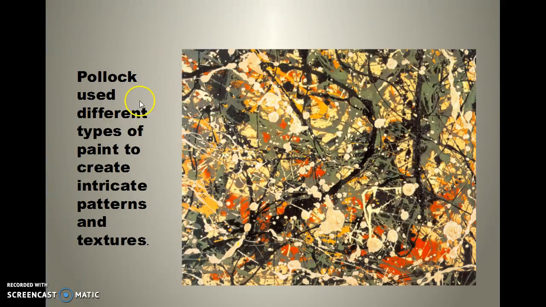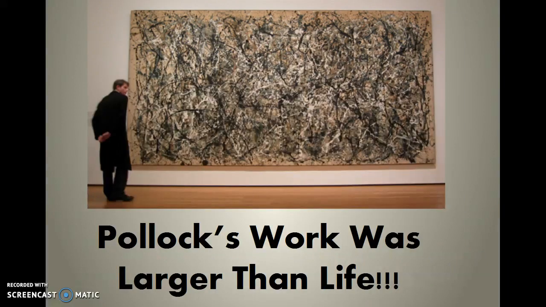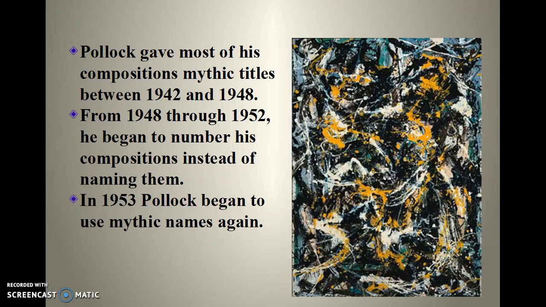He used different types of paint to create intricate patterns and textures. He doesn't use many colors, mostly black, white, and then sometimes other colors such as blue or green or yellow. Here is a detailed picture of the lines he used. His works were quite large, not small format paintings, but very large.